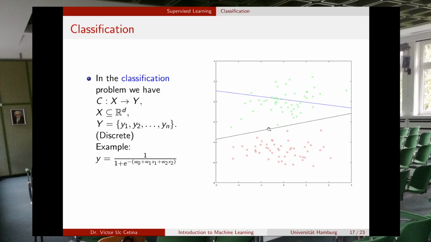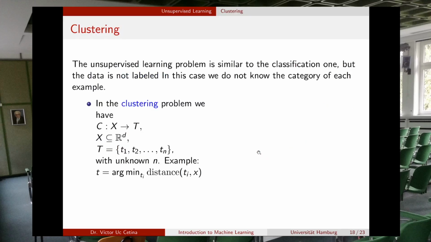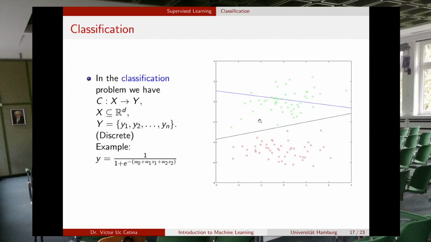Once we have estimated the parameters of this line, we can use it to classify new points. If a point is over this black line, it will be considered green, and if a point is below this line, it will be considered red. For example, green could mean that it is an image that contains a Chagas parasite, and red could represent an image that does not contain a Chagas parasite.